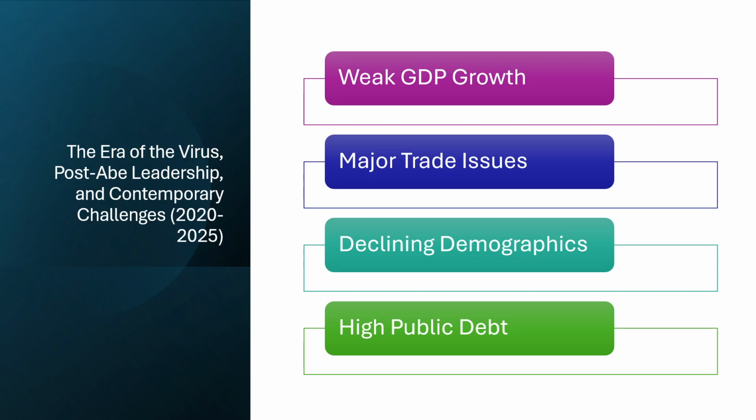Internationally, Japan balanced relations with the US and expanded its regional and global role, including military modernization under growing security threats.